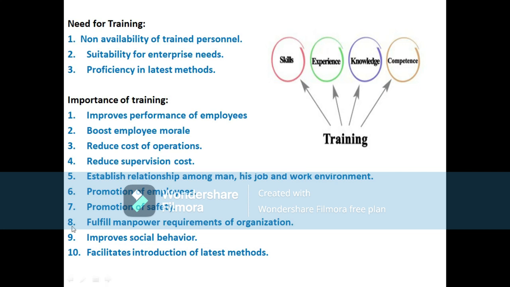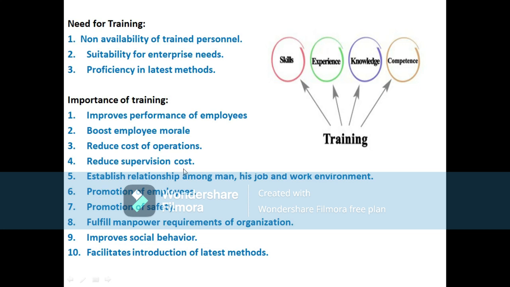Coming to the fifth one, establish relationships among man, his job and work environment. With all these three elements, a relationship can be established. Training helps employees in making them well related to their job and work environment. By establishing proper relations among them, a high level of productivity can also be achieved through training, through the established relationship among the job and work environment.